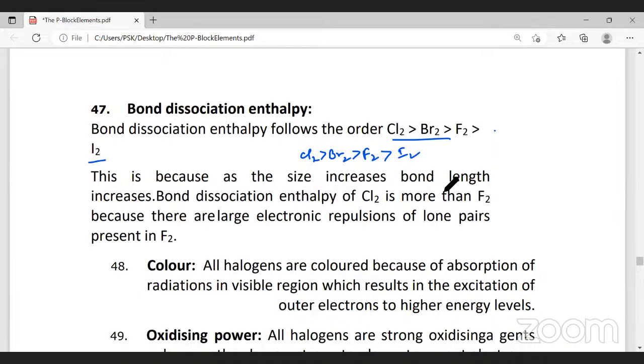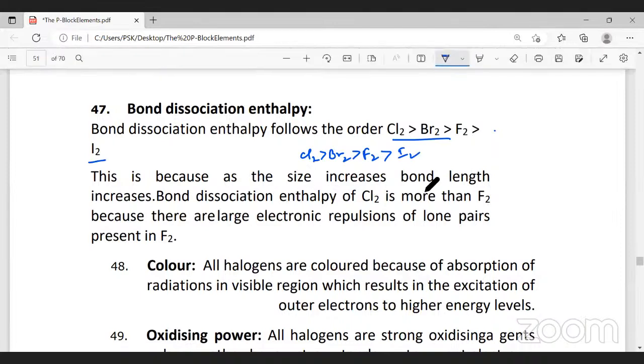This is because the size increases. As the size increases, bond length increases, so bond dissociation enthalpy has to decrease. But chlorine is more than fluorine, because there is large electronic repulsion of lone pairs of electrons in fluorine. So actually speaking, bond dissociation enthalpy of chlorine should be less than that of fluorine. But here you can see chlorine is greater than fluorine.